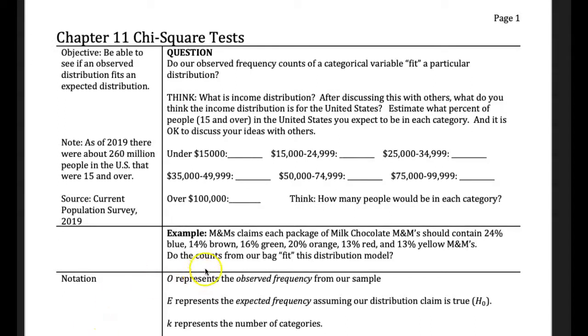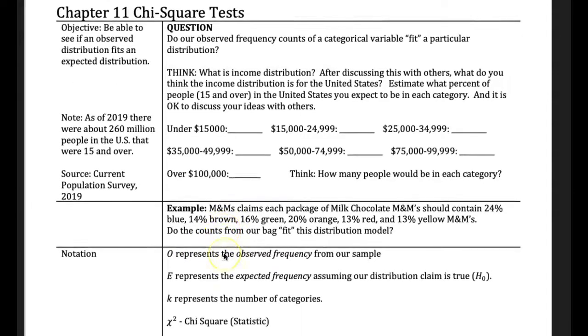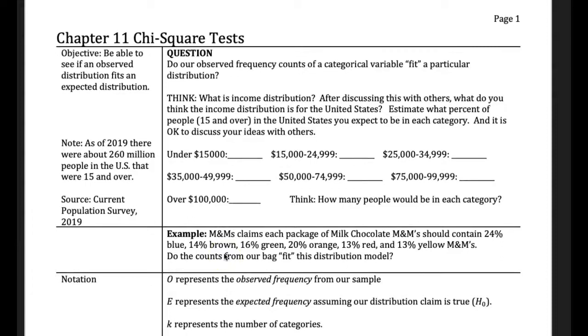We start chapter 11 looking at another type of test. This one's called the chi-square test. We'll explain what that is in a little bit. But really it's the idea of being able to see if an observed distribution fits an expected one.